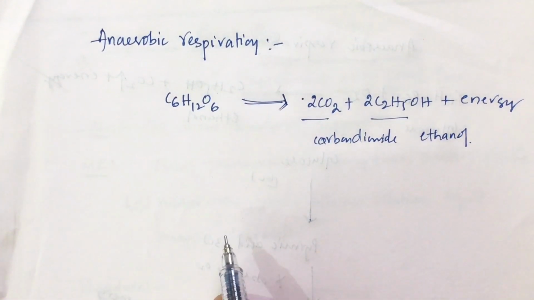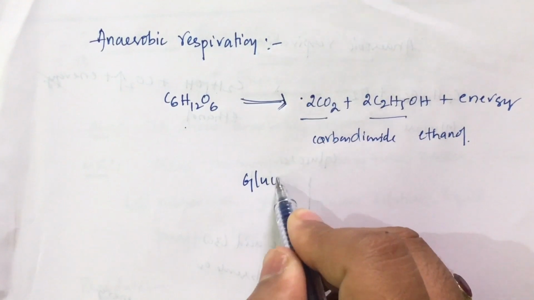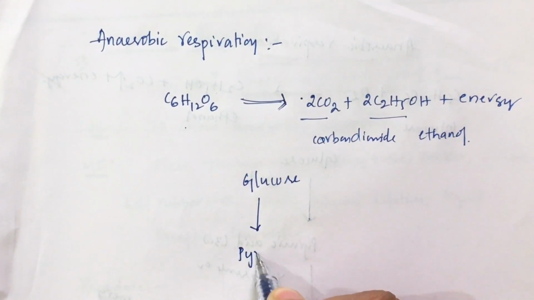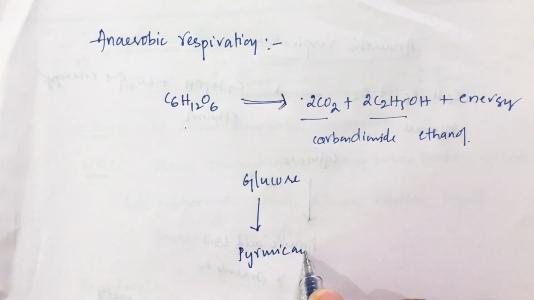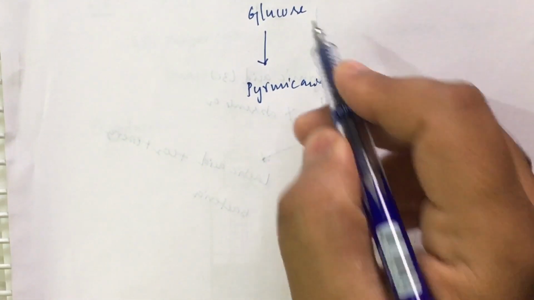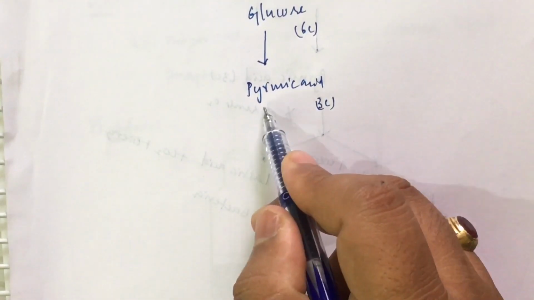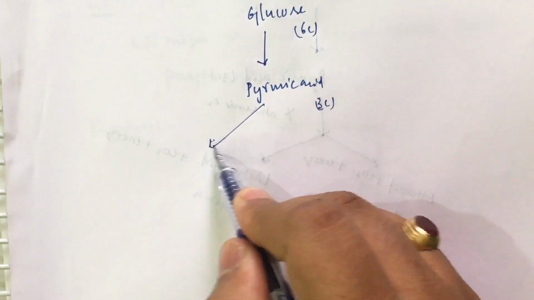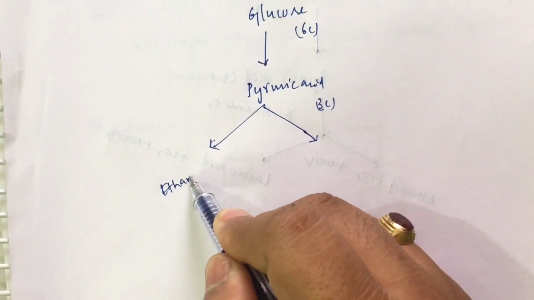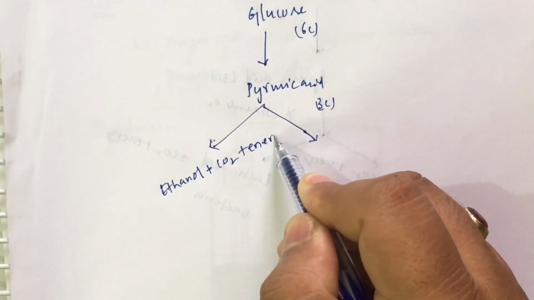Okay, so this process occurs in absence of oxygen. A glucose molecule, which is a 6 carbon compound, breaks down to pyruvic acid. Then pyruvic acid, in absence of oxygen, gives you ethanol plus carbon dioxide and energy.